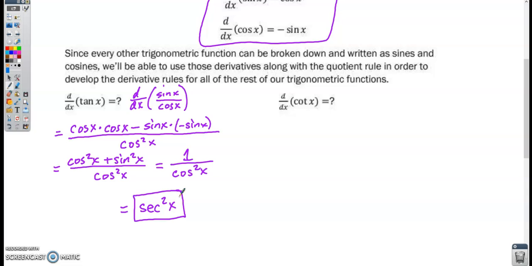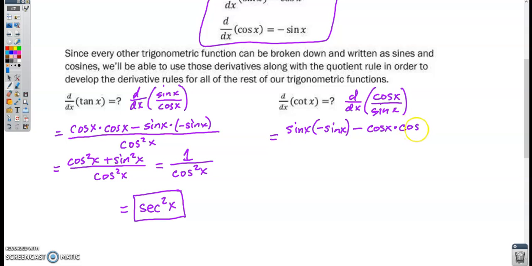Alright, let's go ahead and we'll do the same for cotangent. We'll split it up. Cotangent is equal to cosine over sine. So cotangent of x is equal to cosine of x over sine of x. And now we'll go ahead and we'll use the quotient rule. Low times the derivative of high. The derivative of cosine is the opposite of sine, minus high times the derivative of low. The derivative of sine of x is cosine of x. Square the bottom, and away we go.